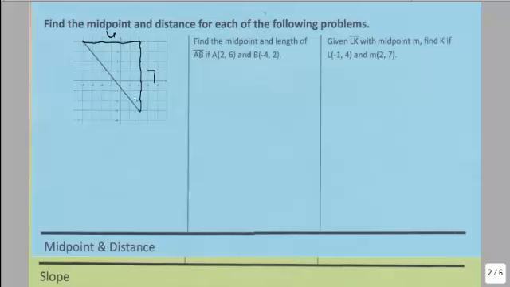For the midpoint, we just need to find the middle. So 1, 2, 3.5. And 1, 2, 3 on this side since it's 6. And there's my midpoint. That midpoint is negative 1, 1/2.